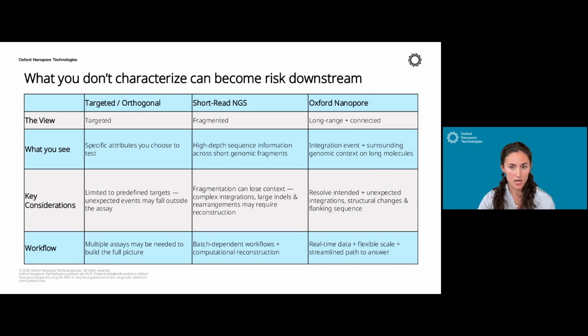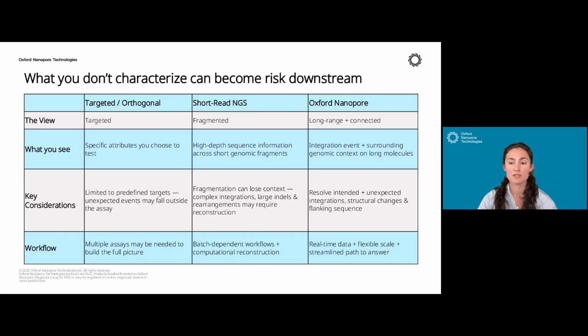So we've spent a little bit of time establishing the gaps in characterization and how they can have real downstream consequences. But technically, we can ask where that risk comes from. Our targeted and orthogonal methods can answer really specific questions, but by design, we're generally looking for something that we already expect to find. The risk can be what we didn't ask about: an unexpected integration, a rearrangement, or a genomic change outside of that targeted view. Short-read sequencing gives us much broader sequence information, but we're looking at potentially fragmented pieces of DNA. And as integrations become larger and more complex, the risk can shift from detection to interpretation.